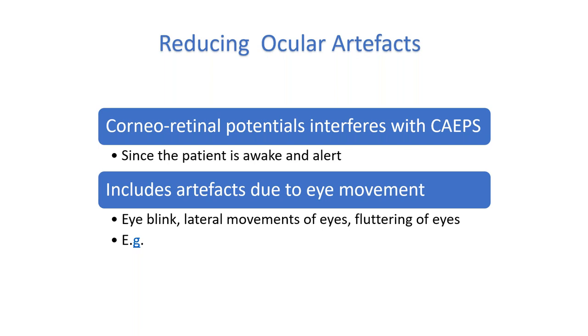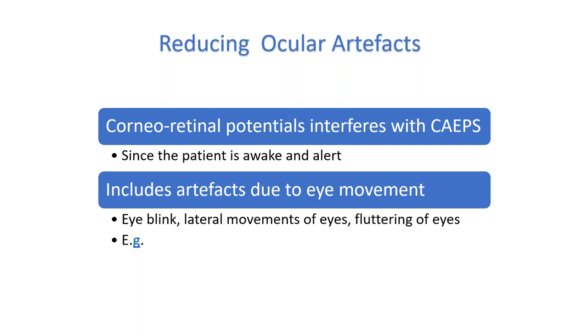The major problem we have when recording cortical evoked potentials is ocular artifacts. We all know there are what are called corneoretinal potentials, and these can affect the cortical auditory evoked potential. This affects cortical evoked potentials more than our early responses, because in early ABR the patient is sleeping, so we don't have these potentials affecting them. Here the person is awake and alert, and sometimes to keep them awake we let them watch a video or read something. During all that time, there will be movement of the eyeballs.